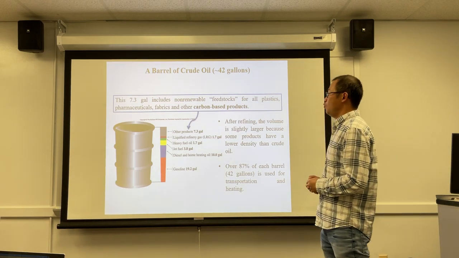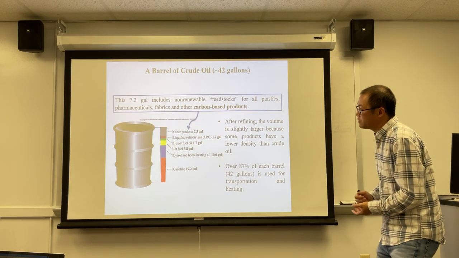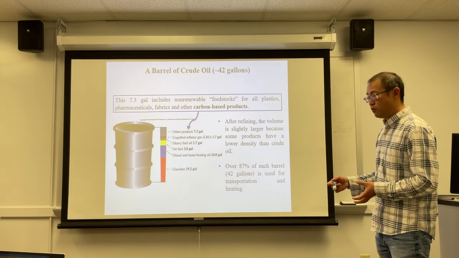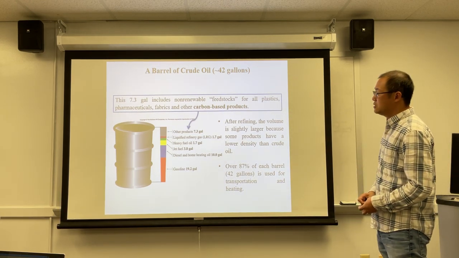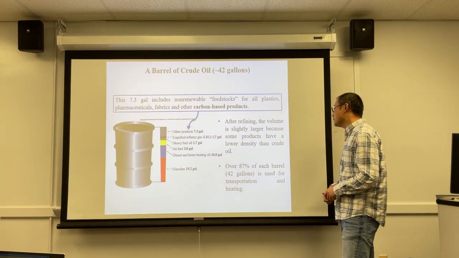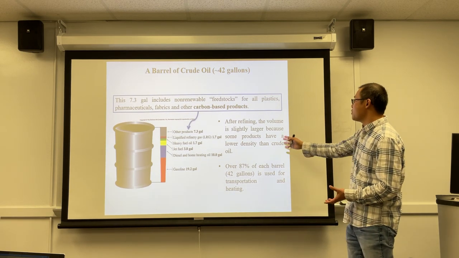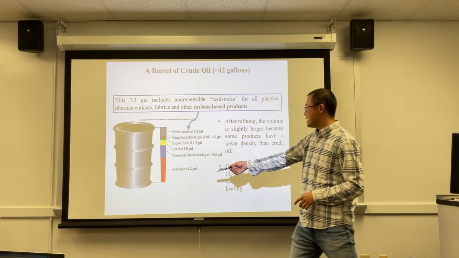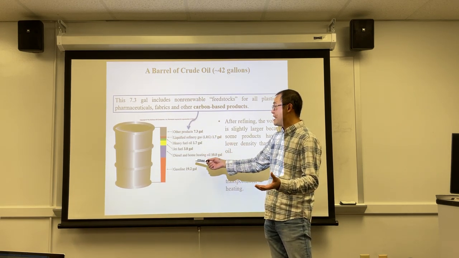This picture shows the distribution of crude oil, for example, a barrel of crude oil. Where does it go? What are we using it for? This picture shows the distribution of these different components of crude oil. A barrel is 42 gallons. After refining, the volume normally will be slightly bigger than before because some products have a lower density. From this distribution, you can see gasoline, heating oil, jet fuel, and liquefied refinery gas, such as liquefied propane or liquefied natural gas.